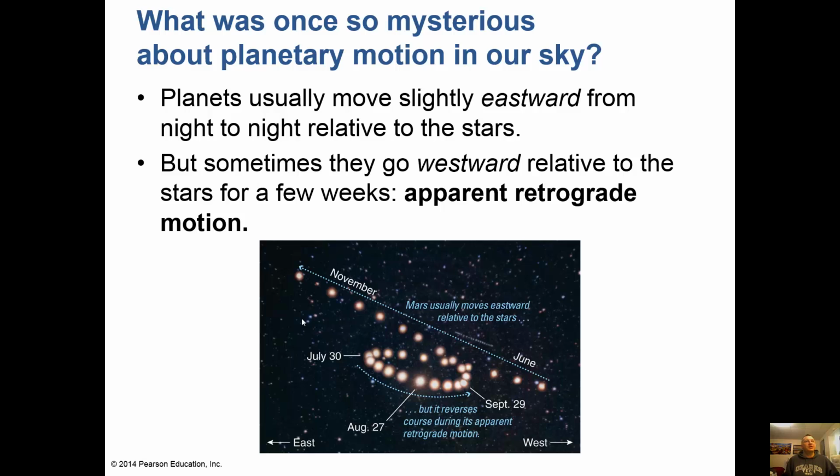Well, the planets usually move slightly eastward from night to night relative to the stars, but sometimes they go westward relative to the stars for a few weeks, and we call this apparent retrograde motion. We see this with Mars on occasion.